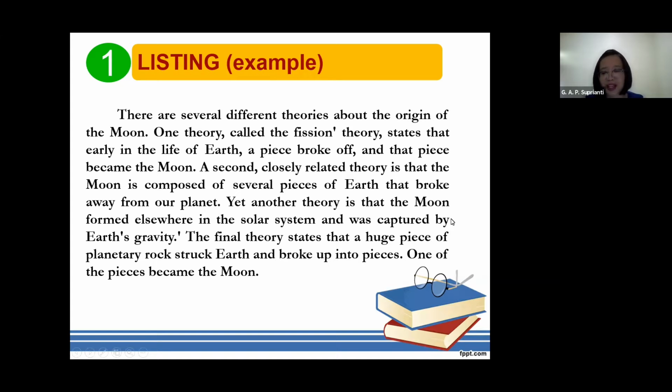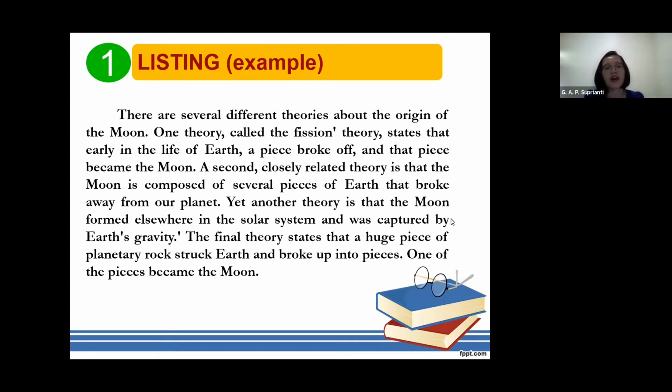Allow me to choose some students. So I need to listen to Agina Purwanita. Hi, Agina. Hello, Miss. Would you like to find out the topic sentence? I think the topic sentence is there are several different theories about the origin of the moon. Right, so the first sentence. Agina said that the topic sentence is there are several different theories about the origin of the moon. I cannot deny, that's true. This is the topic sentence.